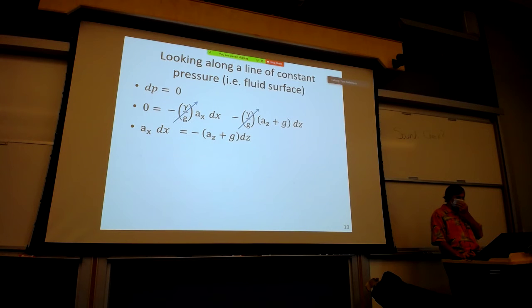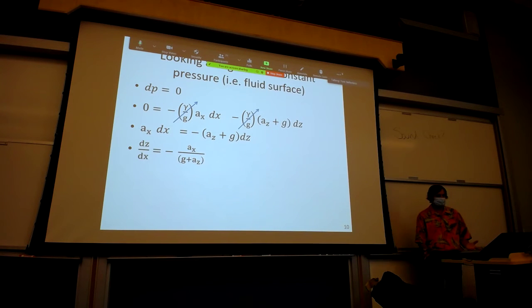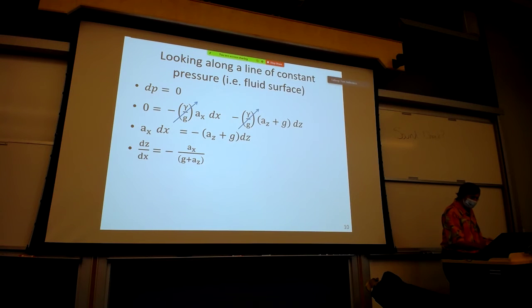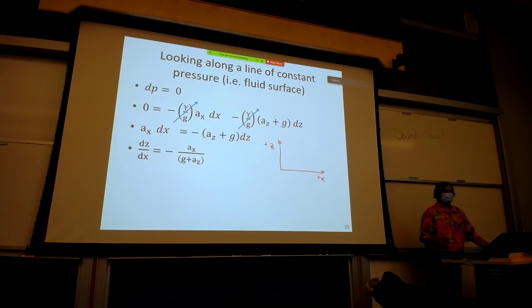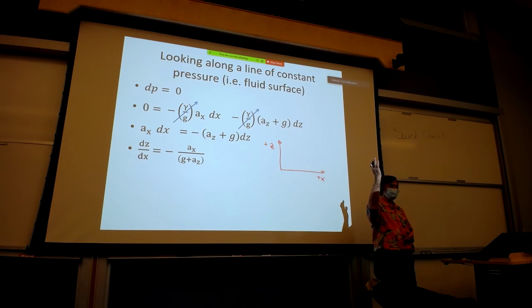And then after we bring that to the left-hand side, we're going to solve this equation for dz/dx, and I will explain why. So in this case, dz/dx is equal to minus ax over g plus az. This is our coordinate axis system. Z is positive up, x is positive to the right.